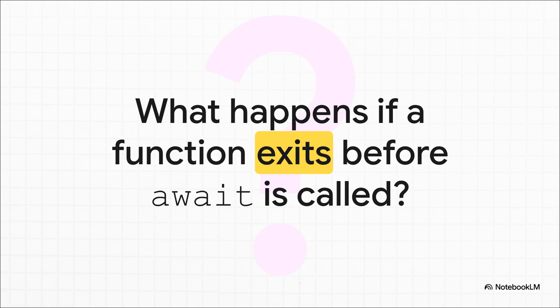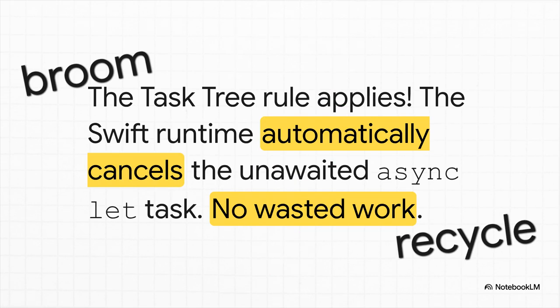Okay, this brings up a fantastic question, right? What about cleanup? What happens if something goes wrong or the function just finishes before we even have a chance to await those results we kicked off? And this is where the magic of the task tree comes right back in. Because async let creates a structured child task, its life is literally tied to its parent scope. If that function exits before the result is awaited, the system is smart enough to just automatically cancel that child task for you. No wasted work, no leaked resources, it just works.